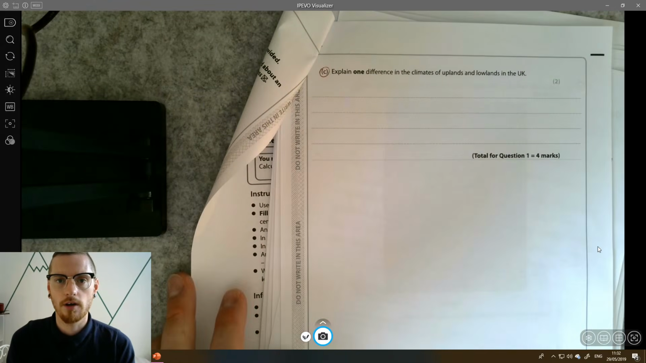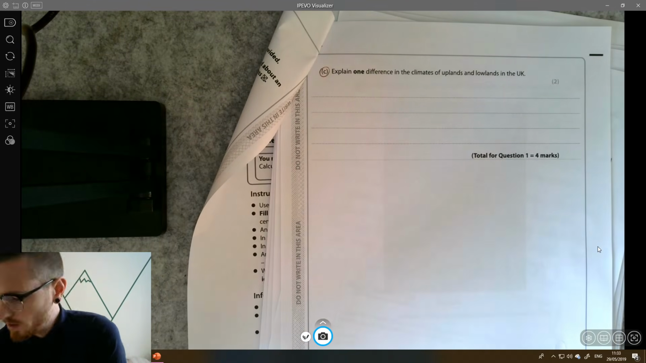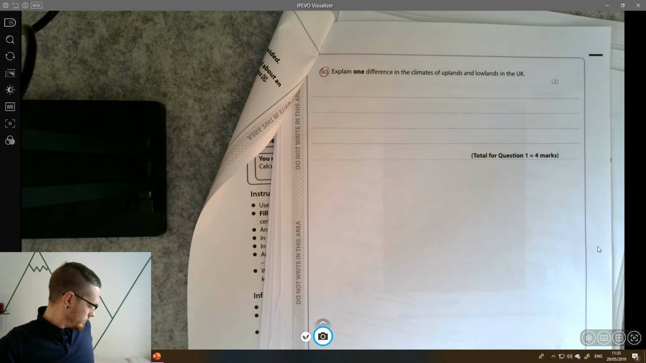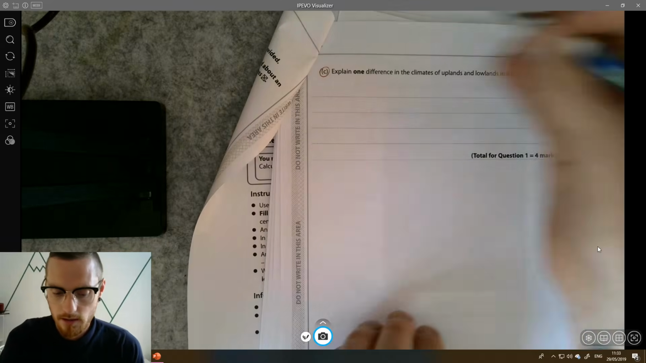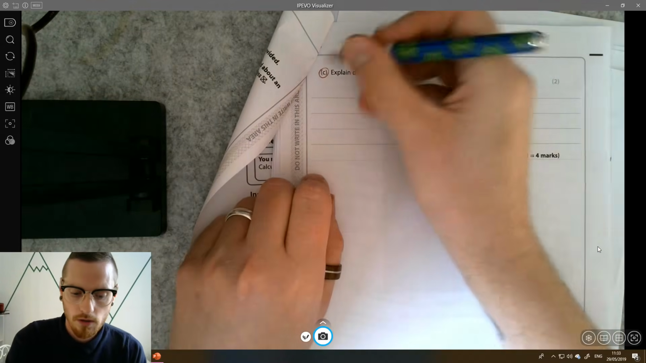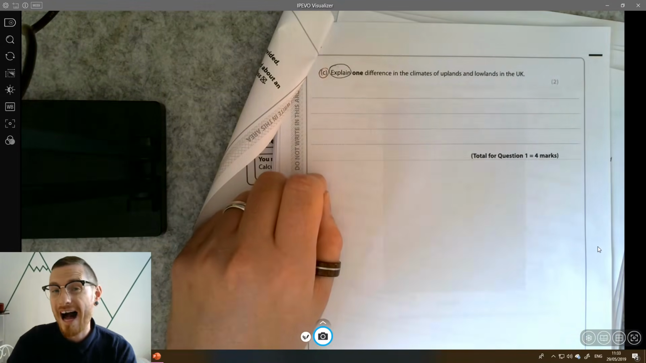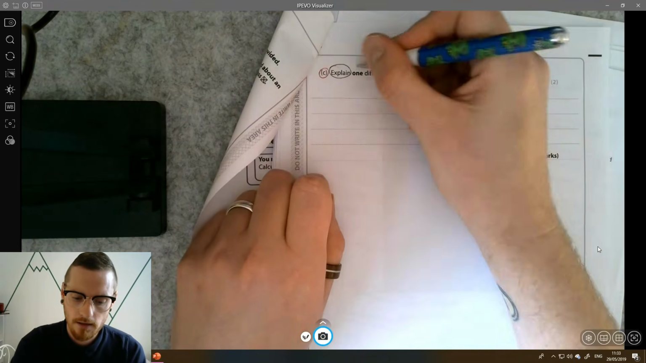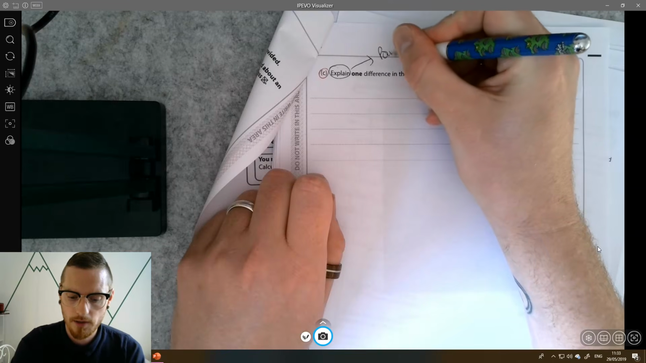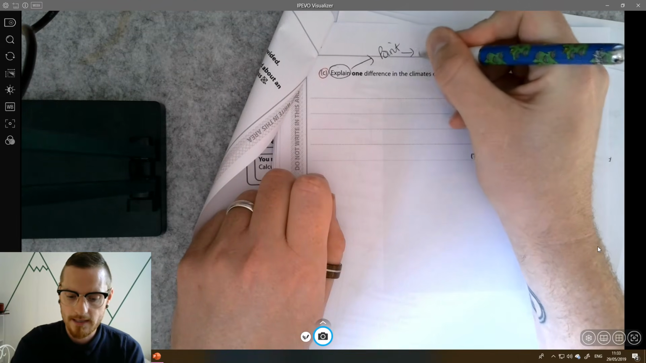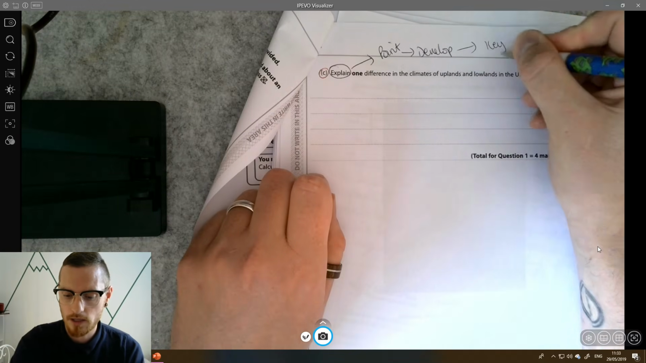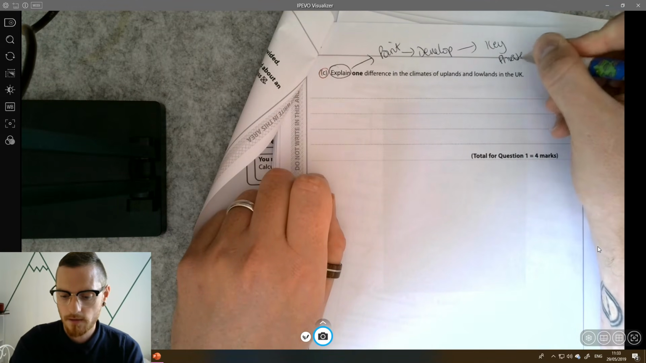Okay, let's actually have a look at an explain question now. So first off, in the exam, as per every exam question you do, let's circle, underline, or highlight the command word explain here. Explain means I need to make a point and then I need to develop it. And to develop it, you need to use key phrases.